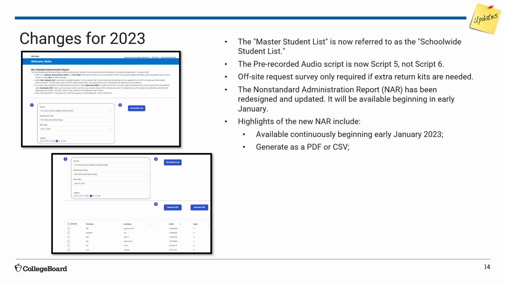The non-standard administration report, otherwise known as the NAR, has been redesigned and updated. It will be available beginning in late January. Highlights of the new NAR include that it's available continuously beginning late January of 2023, and it can be generated as a PDF or a CSV file now.